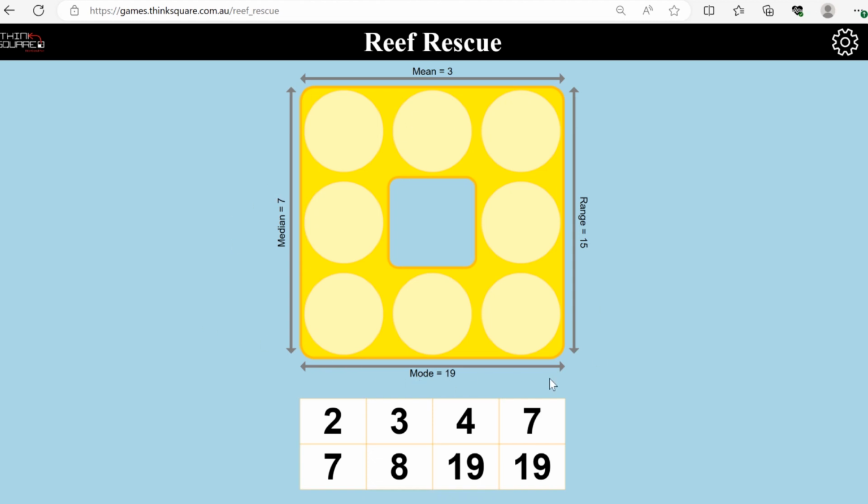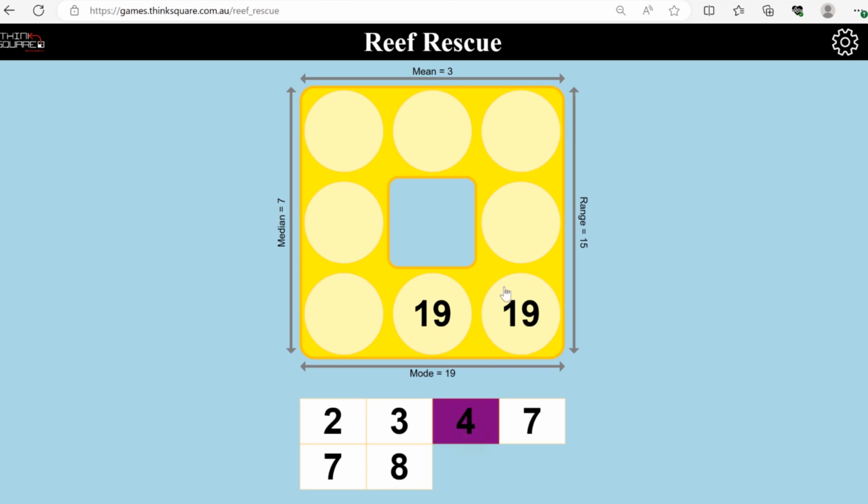And the puzzle will have the 4 statements around the outside. So here, if we look down at a mode of 19, that means we've got 2 19s somewhere here. And given that the range is 15 here, I think we're going to need a very big number here. So if 19 is our big number, our lowest number is going to be 4, and we don't know where we'll put it. Probably here, just because the mean is 3. So the total of these 3 numbers is going to be 9. So we've got to look for some low numbers for that to happen.